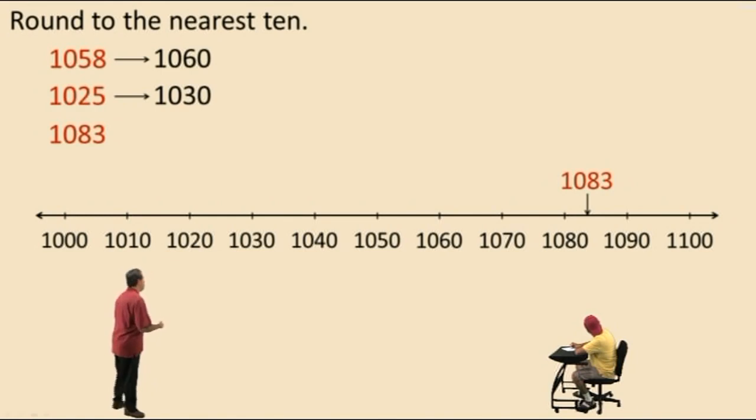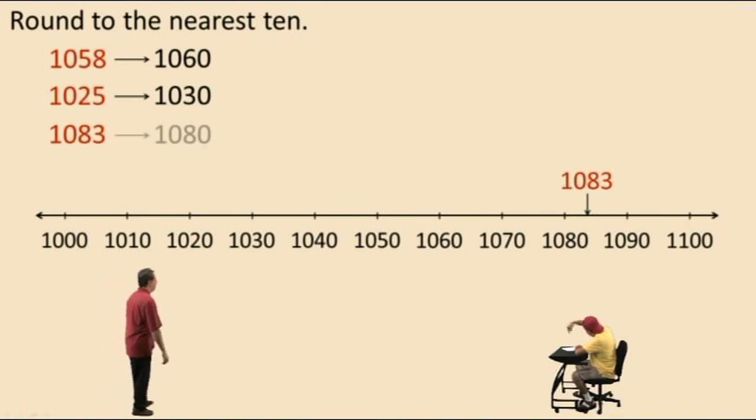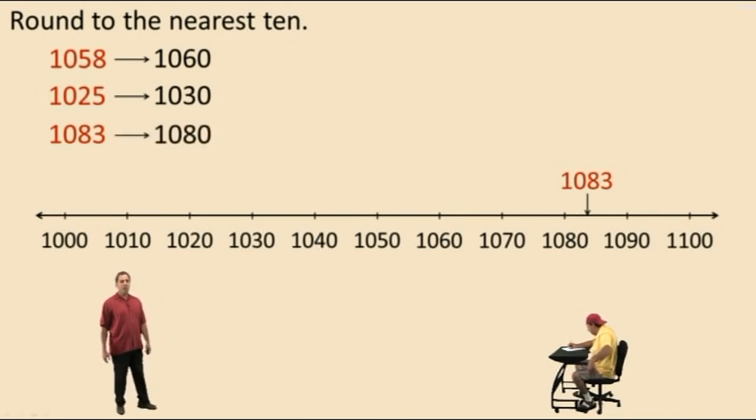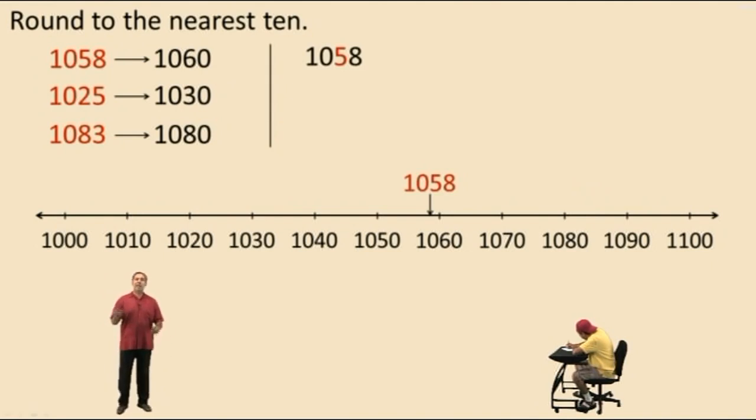1083 is between 1080 and 1090. Now, Charlie, is it closer to 1080 or 1090? 1080. Very nice, so it rounds to 1080. Okay, now let's talk about that rule. If it's 5 or greater, you do this, and so on.